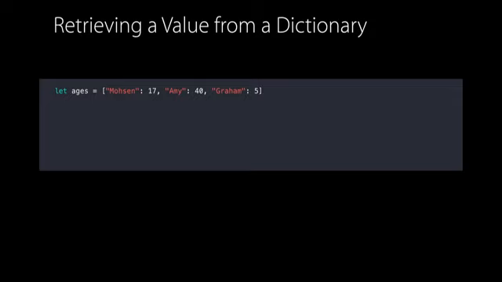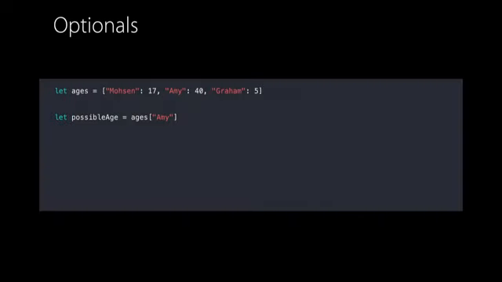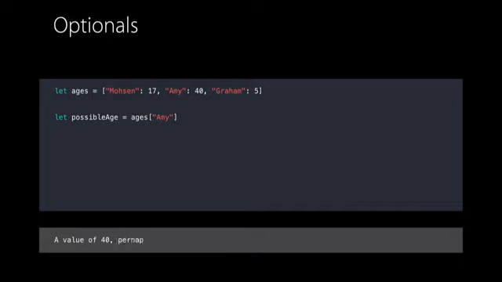What if I want to retrieve a value from the dictionary? What if I want to see if we have an age for Devon, or for Daryl, or perhaps for Daniel? Well, there might be a value in the dictionary for these people, but there might not. And we need a way to model that. And this is a great use case for a Swift feature known as optionals. If we tried this for Amy, we might expect a value of 40, perhaps. But if we tried it for Daryl, what should we get then? There's no value here for Daryl.